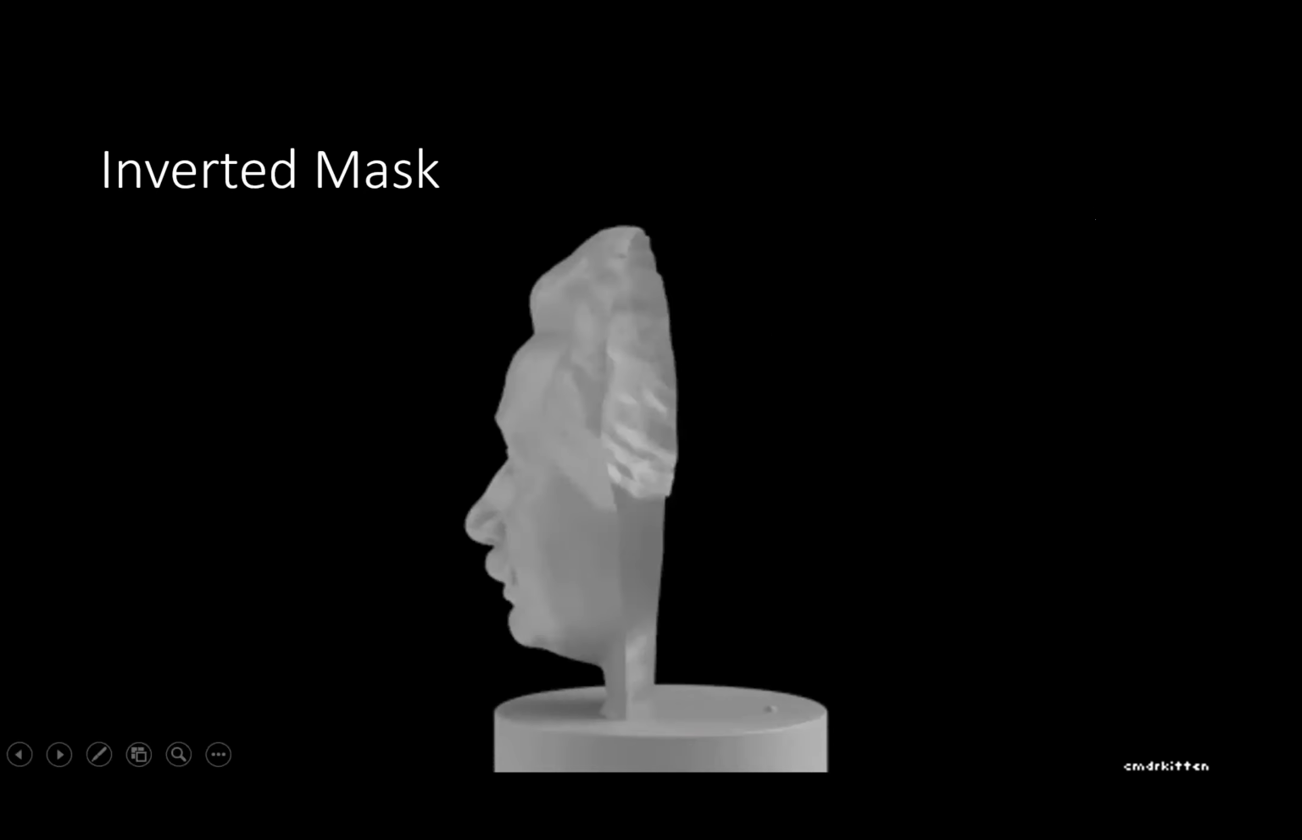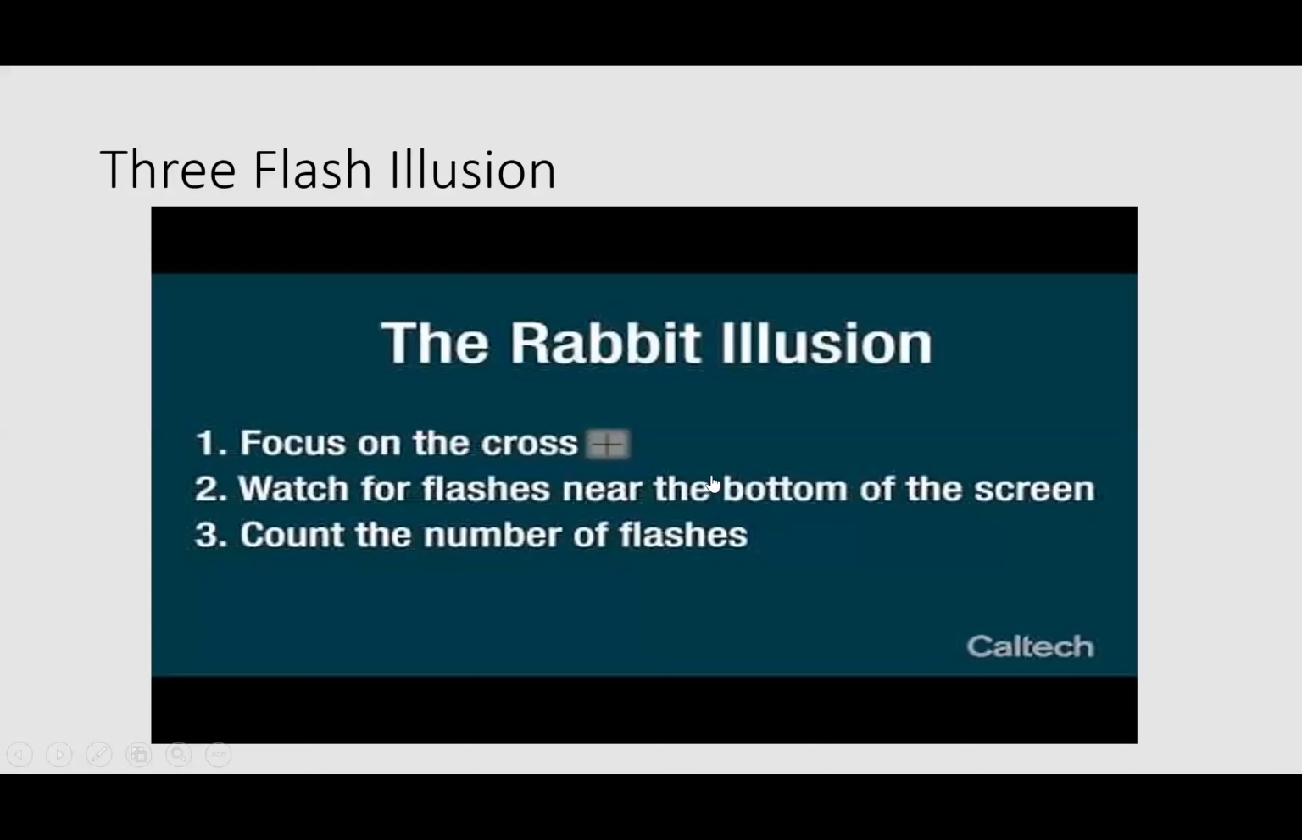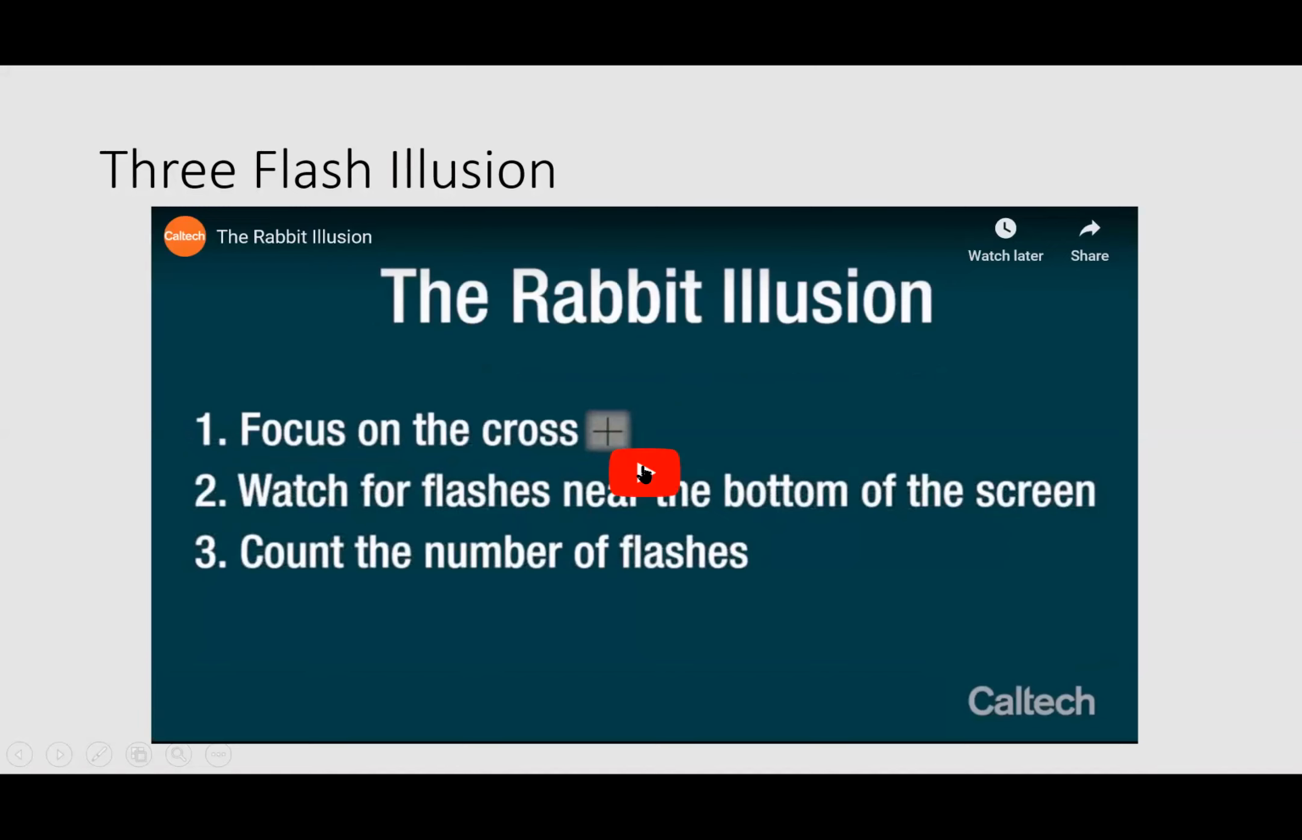Okay, and let's see. I think there's one more. Here's the three flash illusion. If it loads, here we go. So this requires sound. I'm going to make sure that, yes, computer sound is sharing.